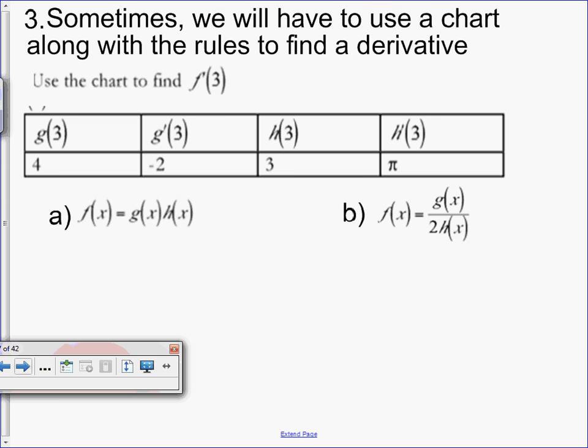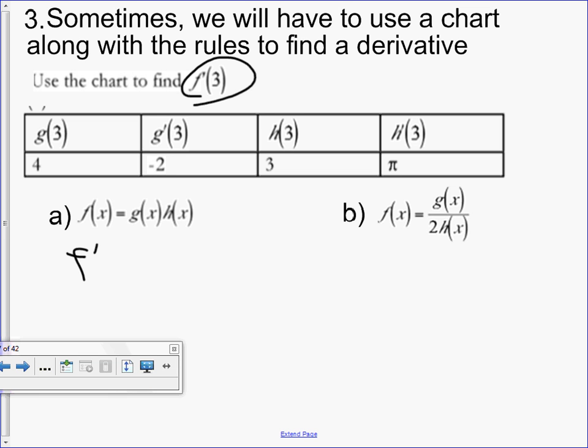Now, one thing that's going to look crazy to you, and they do it on the AP exam all the time, they want to see if you know your rules. But they give you values in a table. But if you know your rules, it's easy. We'll just do one of these. Suppose they tell you that f of x equals g of x times h of x, and they ask you to find f prime of 3.